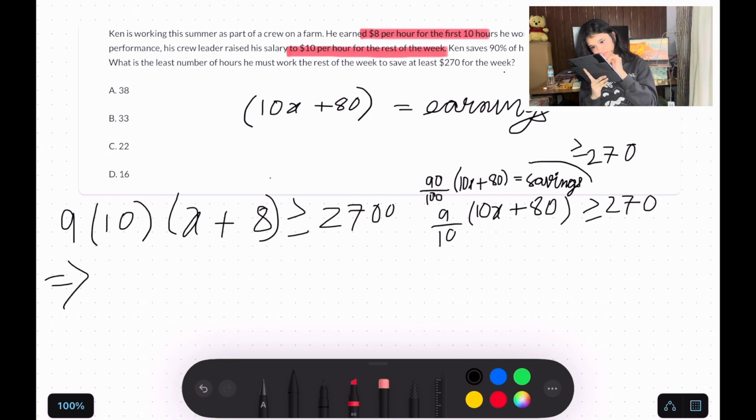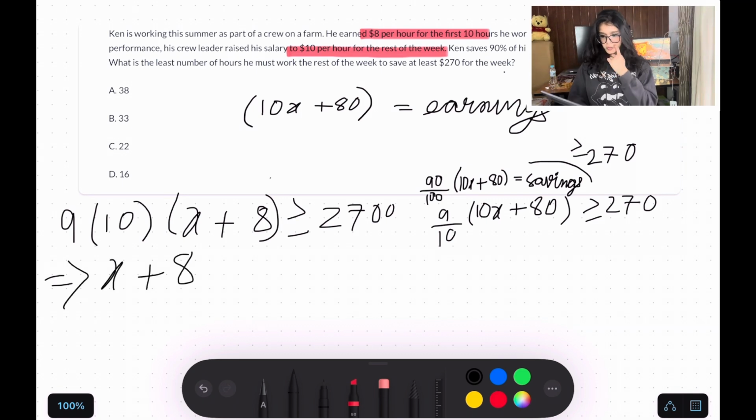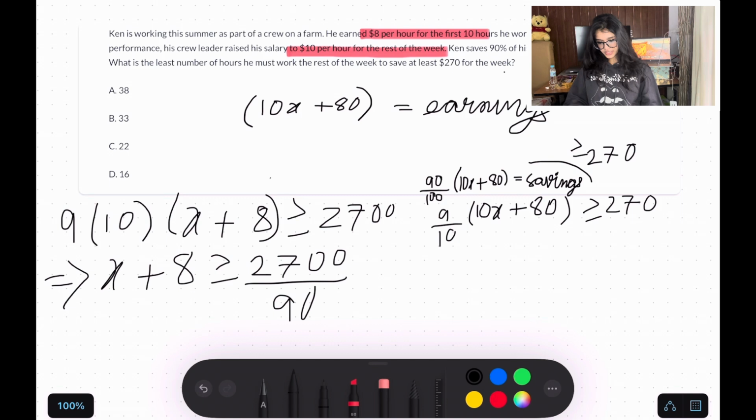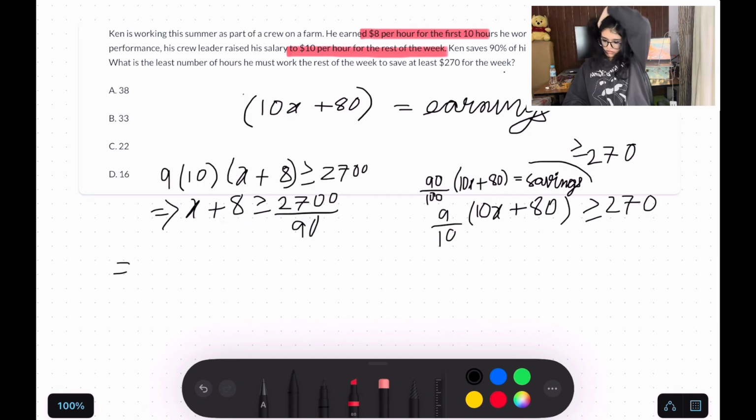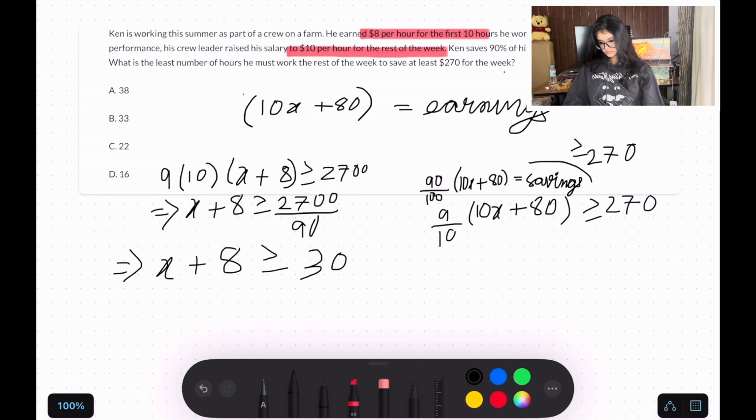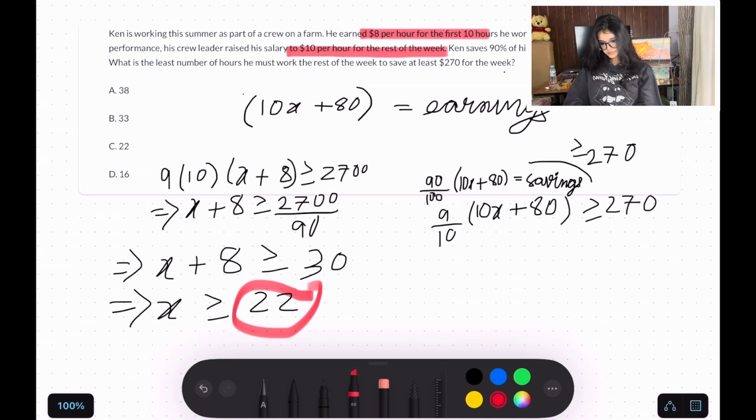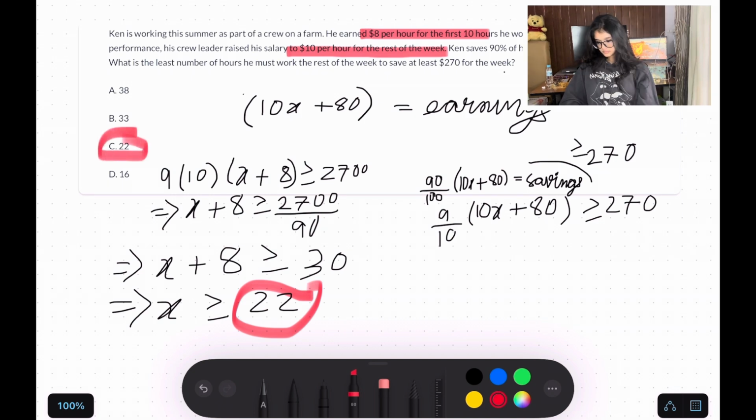And we get x plus 8 is greater than or equal to 2700 divided by 90, and we get x plus 8 is greater than or equal to 30, right? You just calculate it and you'll get that. And then x is greater than or equal to 30 minus 8, which is equal to 22. And we can see that option C is right.